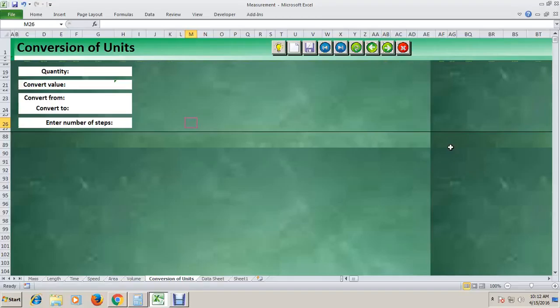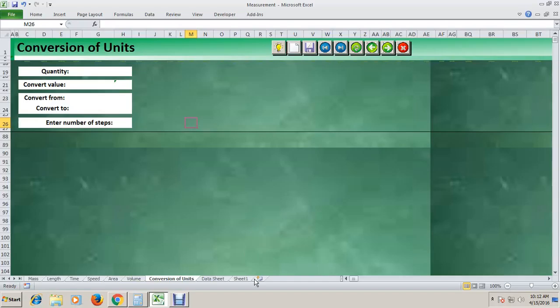Good day, everyone. Welcome to Conversion of Units. This is still part of the introductory lectures on Physics 1. So we are actually done with the introduction of the basic quantities and derived quantities. So the next step in our lecture is the conversion of units.